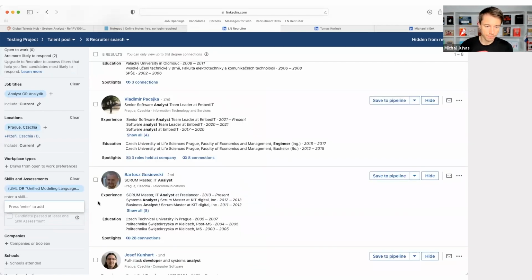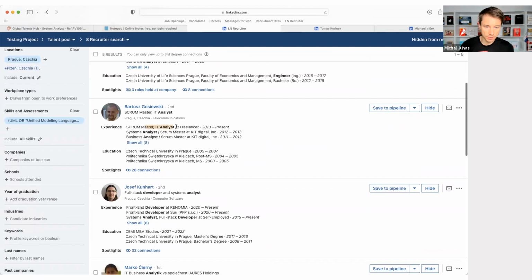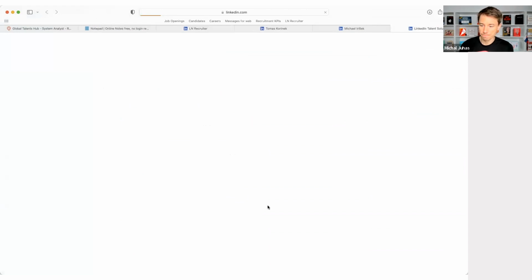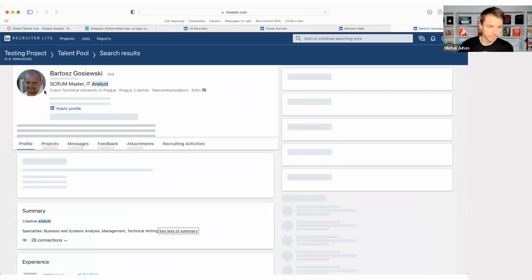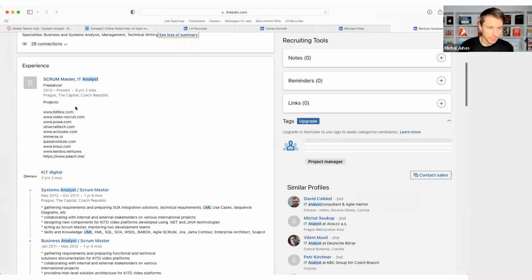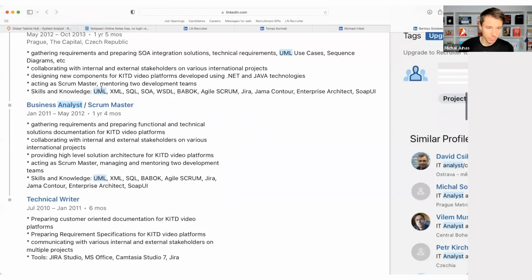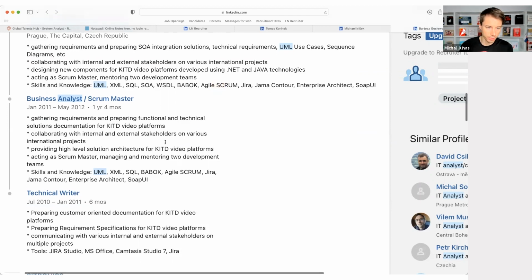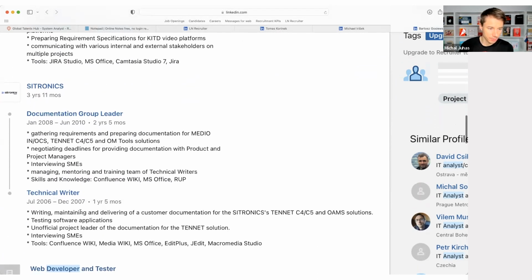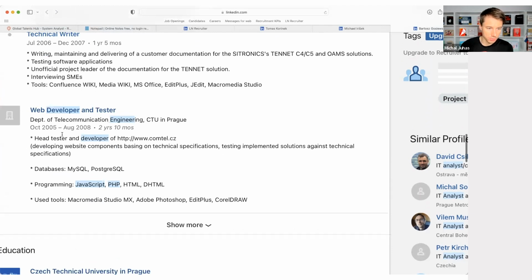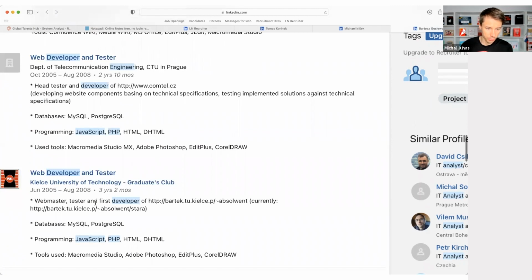8 people. Scrum Master, IT Analyst, Bartosz. So he's a Scrum Master, IT Analyst for the last 9 years, a lot of different projects. UML, XML, Agile Scrum, Jira tool as well. Technical writer, web developer and tester for 2 years. And even before, he was a developer for 3 years.